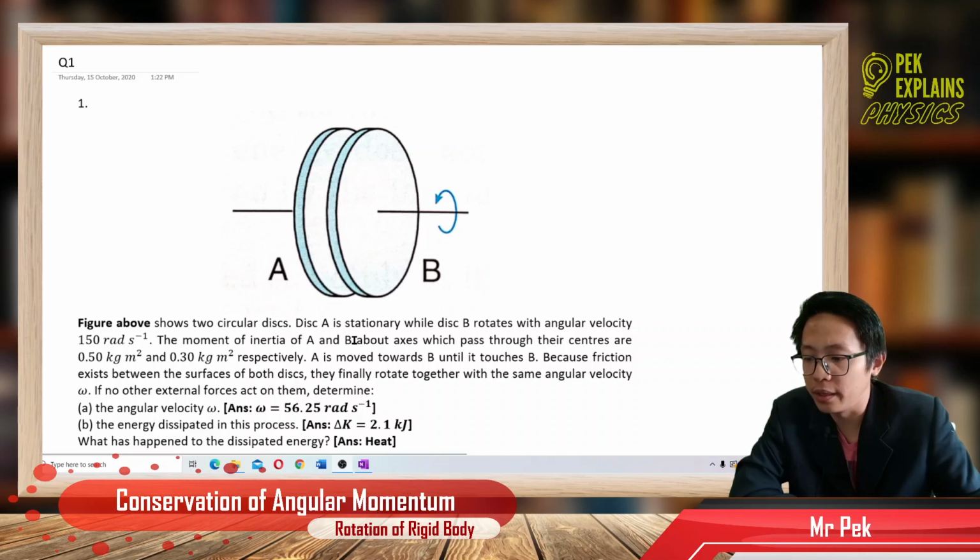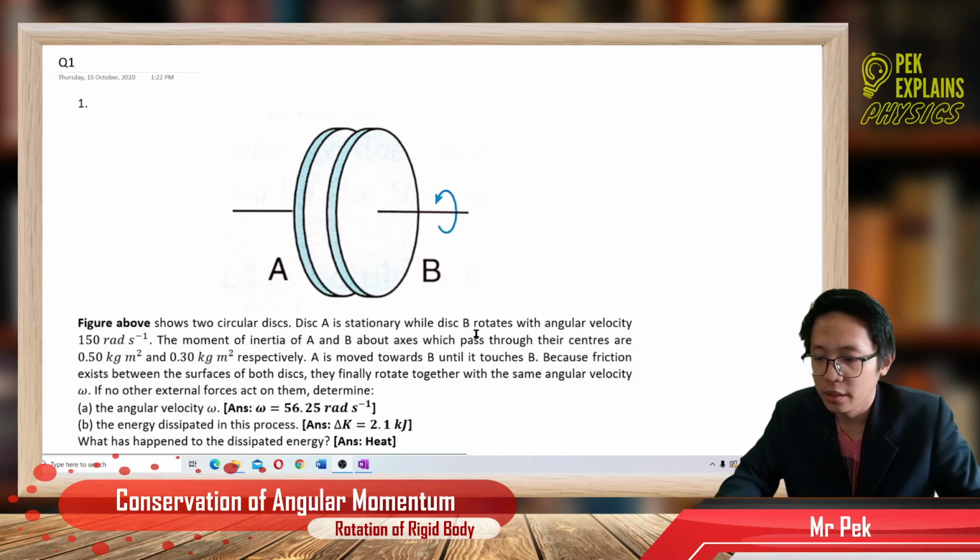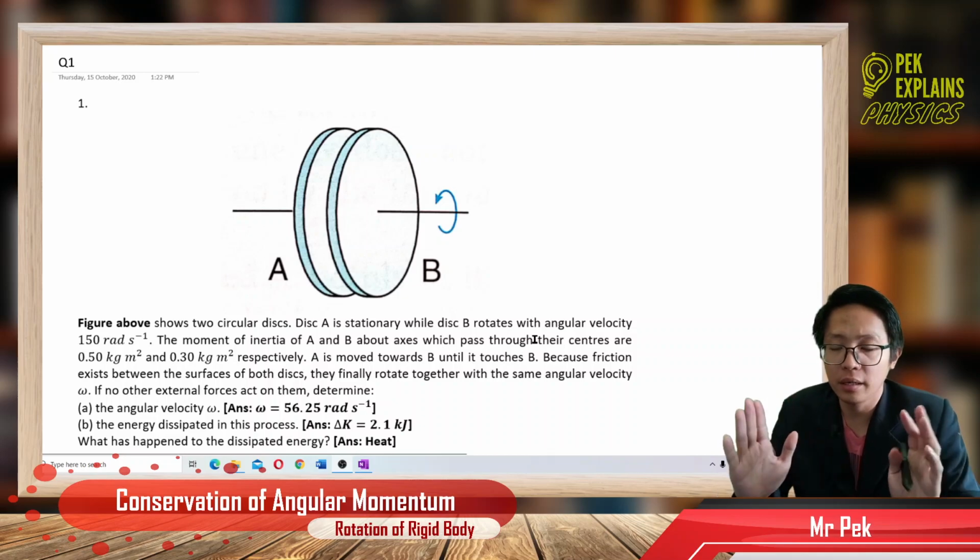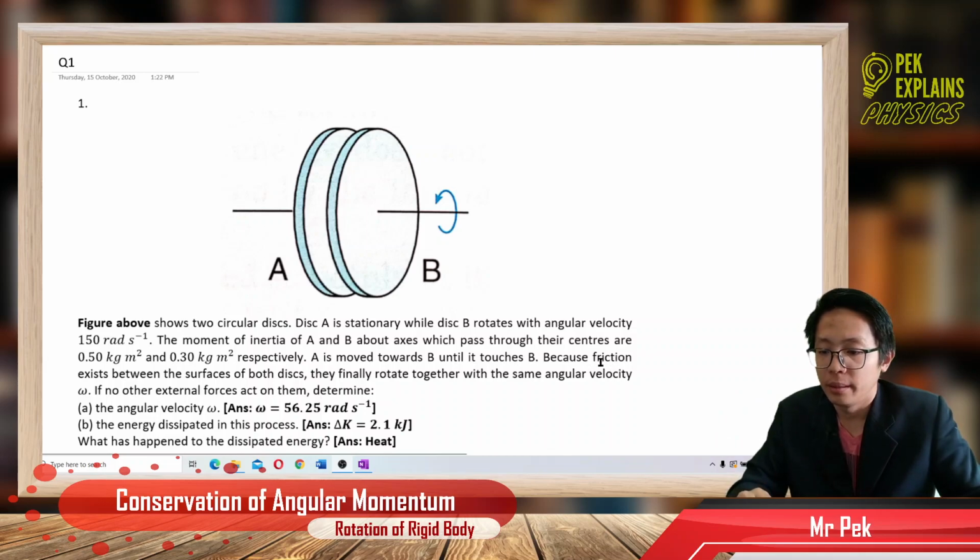Moment of inertia of A and B about axes which pass through their centers are 0.5 and 0.3 kilogram meter square respectively. So given their moment of inertia, IA and IB. Now A is moved towards B until it touches B. A later combines with B. Because friction exists between the surfaces, they finally rotate together with the same angular velocity omega.